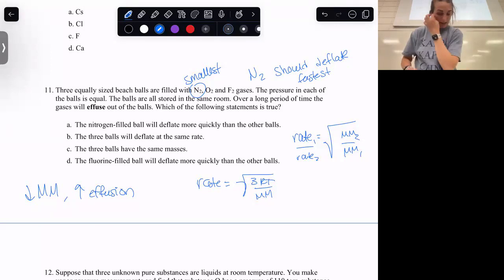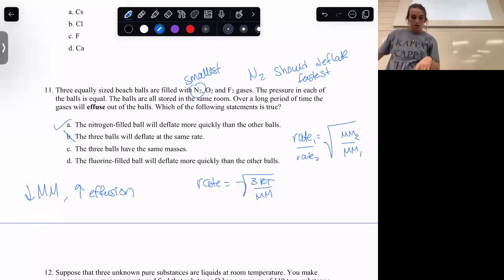So choice A, the nitrogen-filled ball will deflate more quickly than the other balls. Yes, we liked that one because that one should be the fastest. The three balls will deflate at the same rate. Nope, this is dependent on the molar mass. They're not all the same molar mass, so they will effuse differently. The three balls have the same masses. Nope, different compounds are going to weigh differently. And then the fluorine-filled ball will deflate more quickly than the other balls. We said no, because the bigger the molecule, the slower it will effuse. So that's why this one is incorrect, and A is your answer choice.